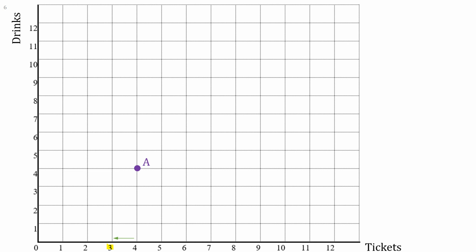If you want to stay as happy as before, let's say for argument's sake that you say, okay, give me one drink and I'll give you one ticket. So I'm going to be just as happy. What this means is that this second point, point B, gives you the same level of satisfaction, the same level of utility as point A.